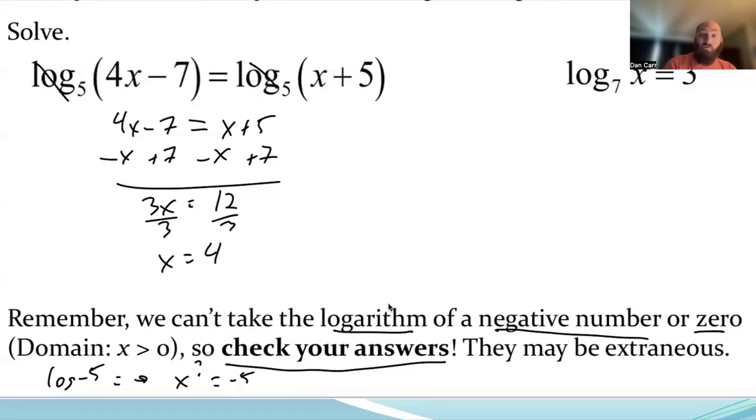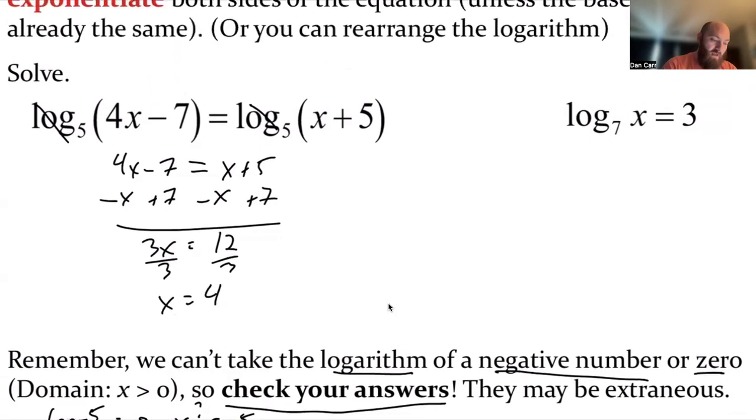So that's why I just got to be careful here. If I, for example, plug this back in, that's 4 times 4 is 16, minus 7 is 9. So that turns into log base 5 of 9. When I plug it in here, that's 4 plus 5, that is 9, and I get the same thing. So it checks out, we're good.